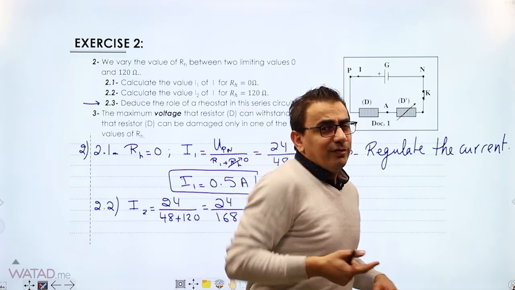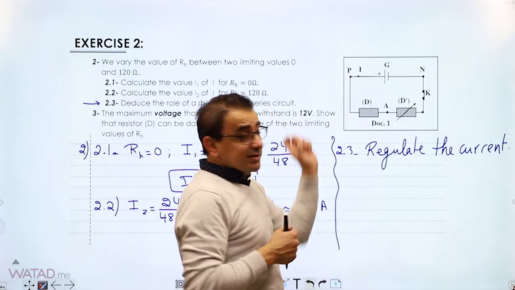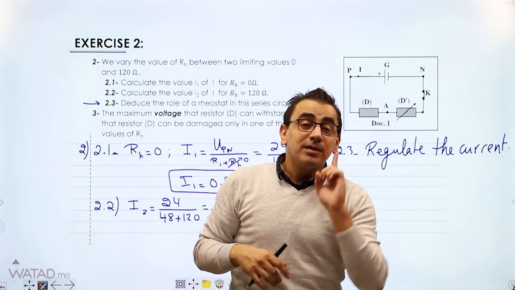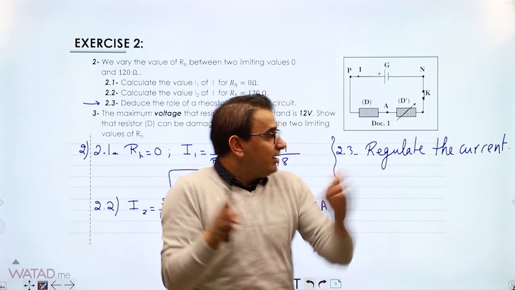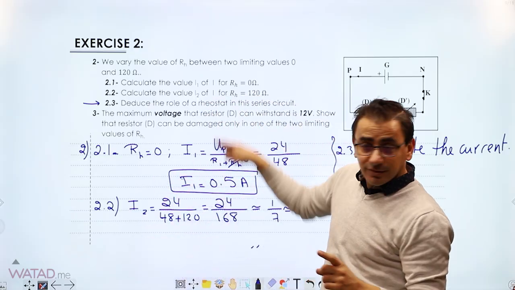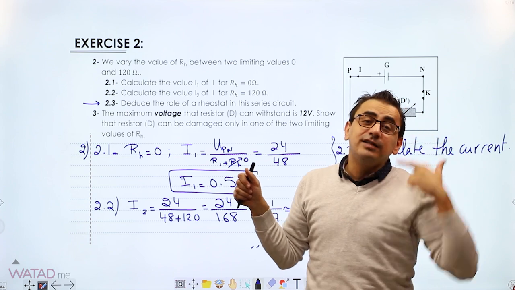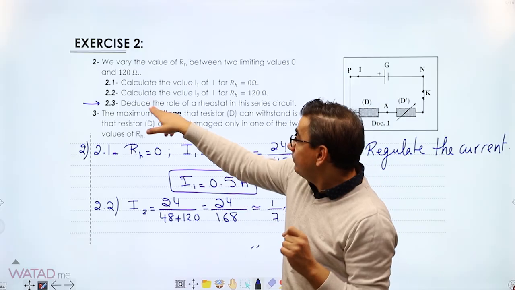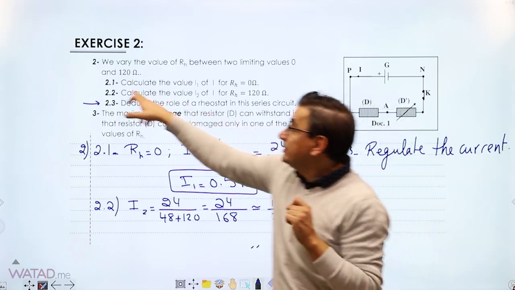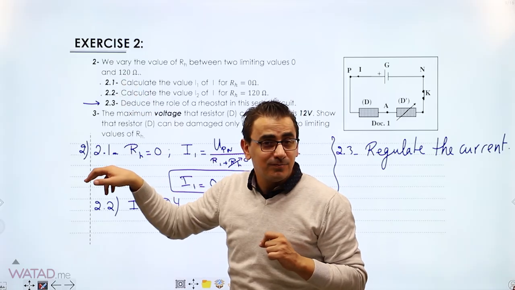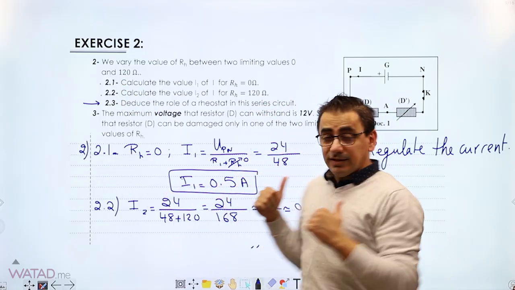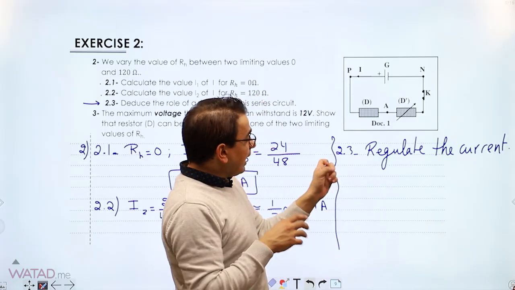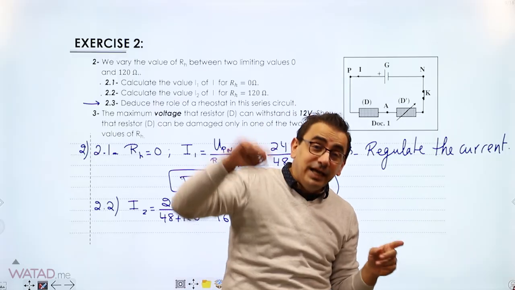Now, if you want to go one step further and say regulating the current through the whole circuit and thus regulating the voltage across the load, it's acceptable. But we cannot directly say voltage of the load, because according to the question here, we calculated the currents I1 and I2. Then deduce the role. You must give your comment about the role of the rheostat depending on these two values, on these two parts. Okay? So you can directly say this, then add that the voltage will change.